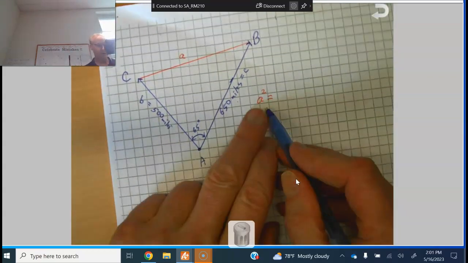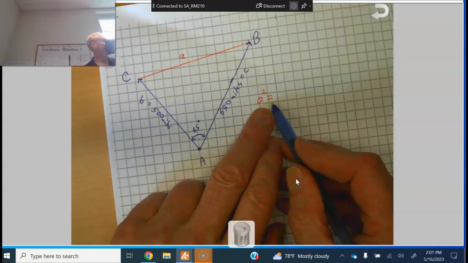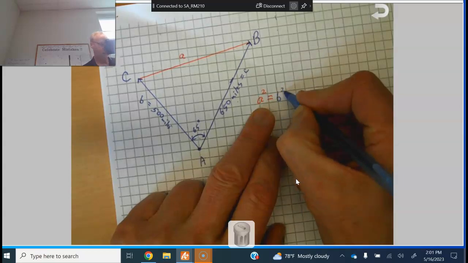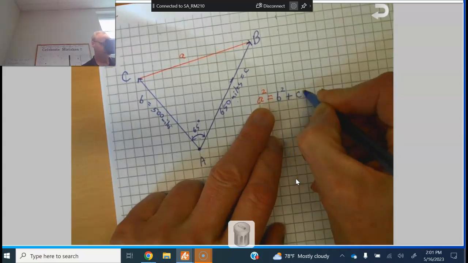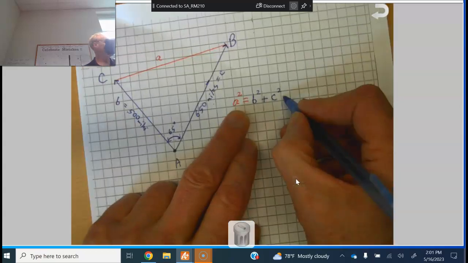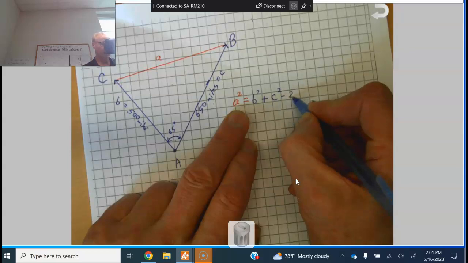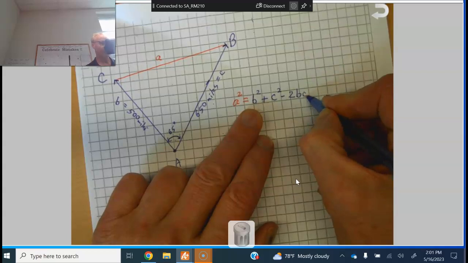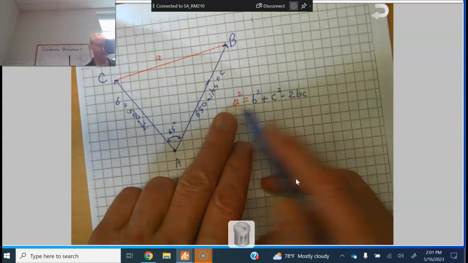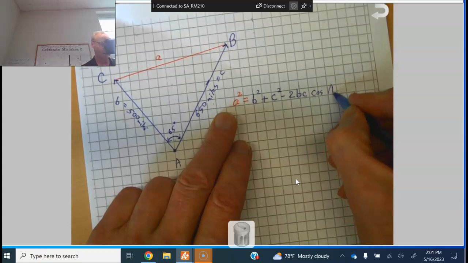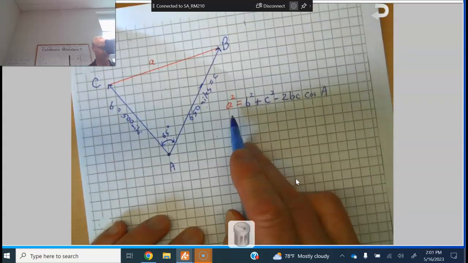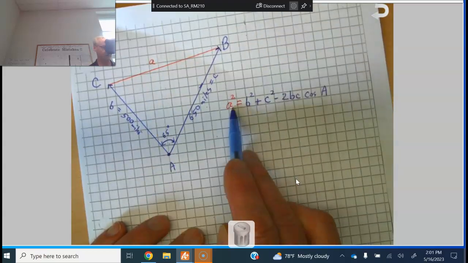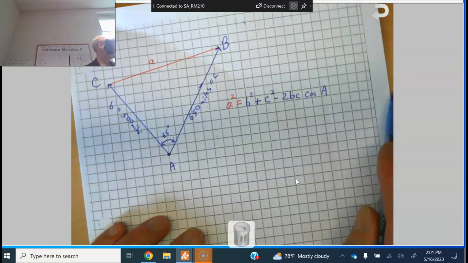All right. A squared equals, just like the Pythagorean theorem, B squared plus C squared. And the only thing you have to remember is that you've got a minus 2 and then BC. The B and C are the ones we know. And we also happen to know the angle A across from A, so we call it cosine A. This is the law of cosines for the one we're doing. If this had been C, then I would have started with C squared, and everything else would have been the same relatively anyway.